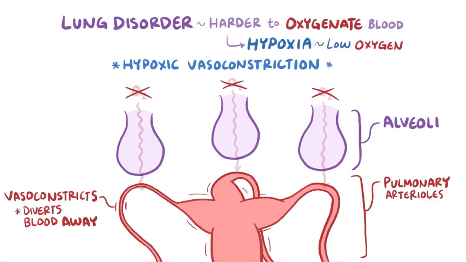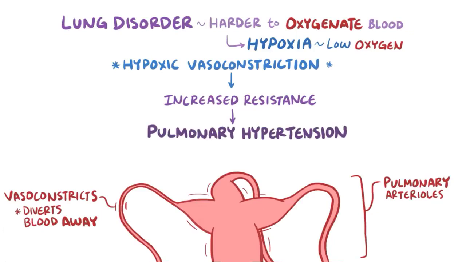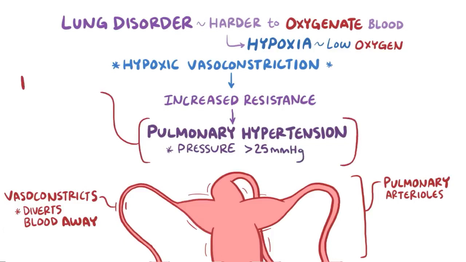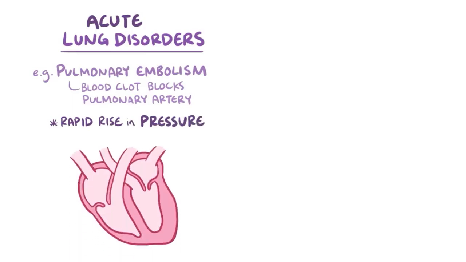When lots of arterioles vasoconstrict together, there's an increase in resistance, and this leads to pulmonary hypertension, which is when the pulmonary blood pressure rises above 25 millimeters of mercury. The high pulmonary pressure makes it hard for the right ventricle to pump blood into the pulmonary circulation. In acute lung disorders like a pulmonary embolism, where a blood clot blocks blood flow to the pulmonary artery, the result is a rapid increase in right ventricular pressure that makes the right ventricle stretch out like a water balloon.